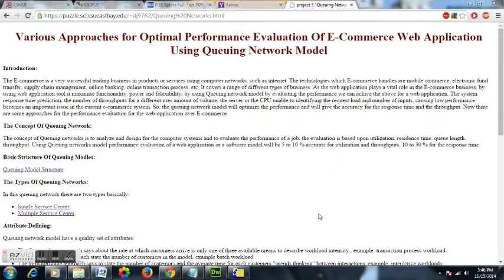What is e-commerce? E-commerce is a very successful trading business in product or service using computer networks such as internet. The technologies e-commerce handles are mobile commerce, electronic fund transfer, supply chain management, online banking, online transaction, etc. So it covers a wide variety of business.